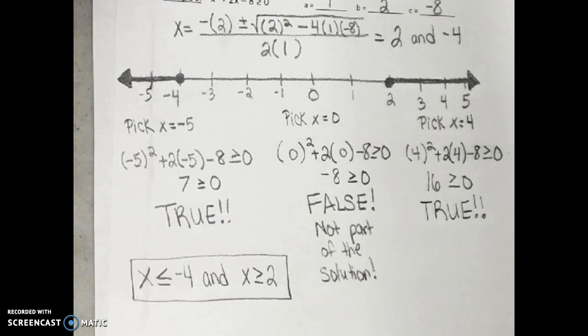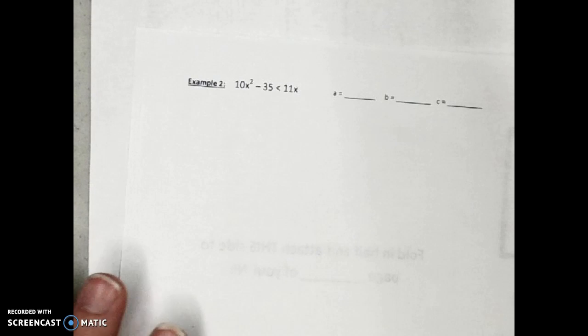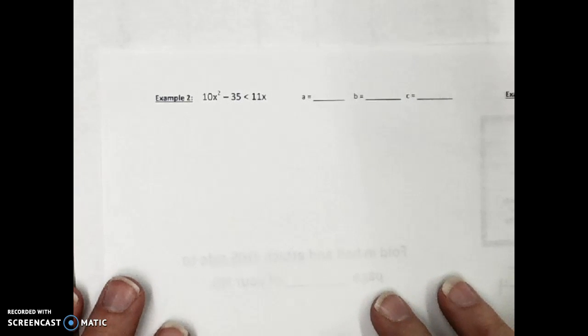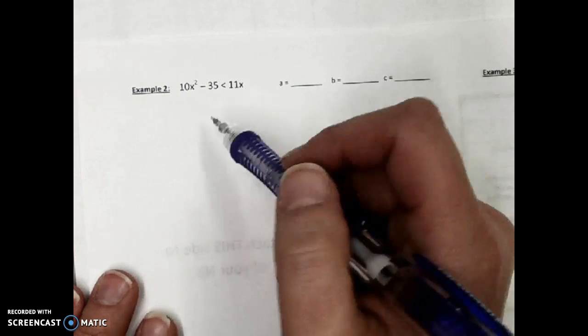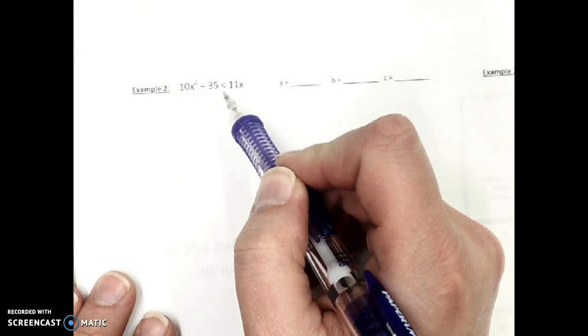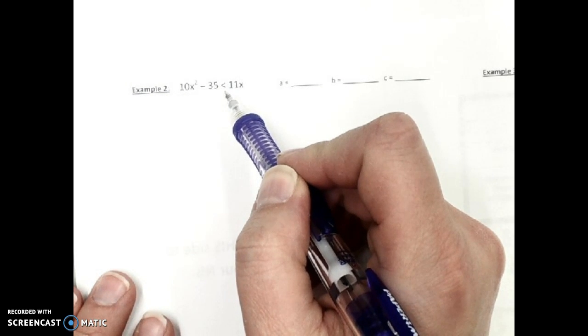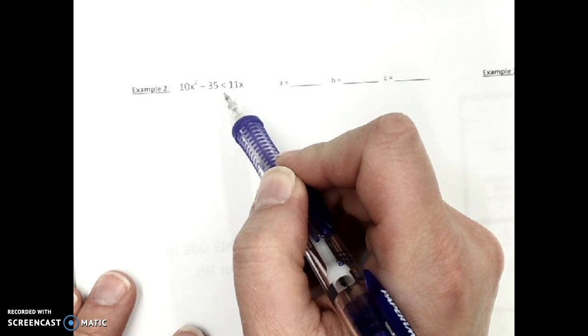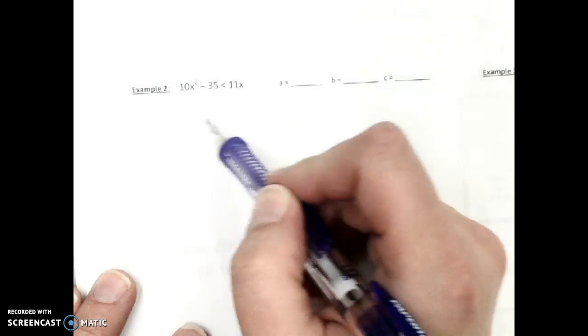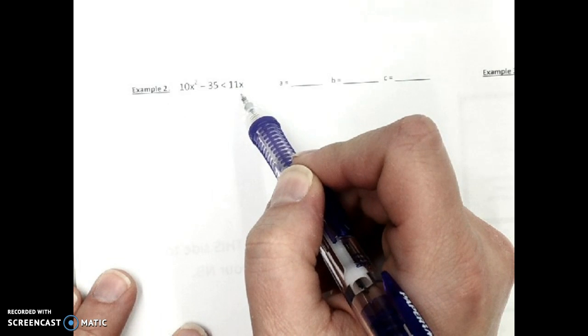Now we're going to look at example 2. What do you notice that is different about example 2? Well, the first thing I notice is I don't have or equal to. So that means I'll have open circles. So what I want you to do is I want you to try this and see what you get.